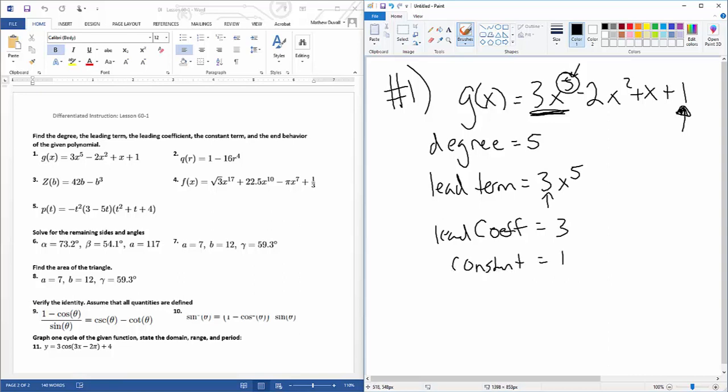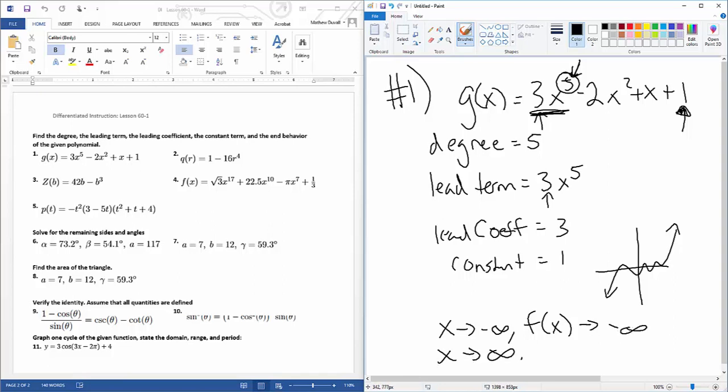And then the end behavior, we said that we need to look at two things. We need to look at the degree and if our leading term is positive or negative. In this instance, because it's positive and it's odd, it's going to follow this pattern. So as my graph, as x goes to negative infinity, my y value goes to negative infinity. As x goes to positive infinity, my graph goes to positive infinity.